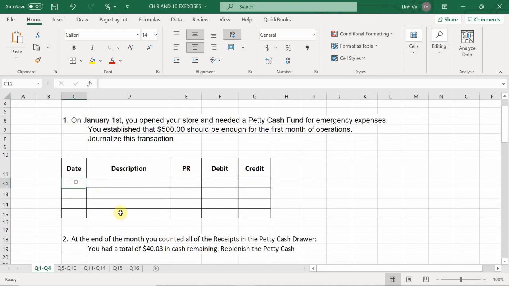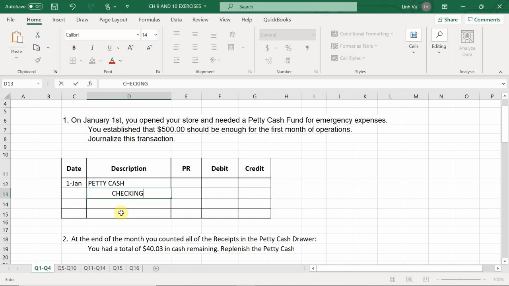So because we're establishing a petty cash fund, right? In this case, it's going to be January 1st. When we establish a petty cash fund, we're going to automatically create the ledger account. And we're going to also create that account, and it's going to be called petty cash. And of course, this money is going to be taken out directly from our checking account.